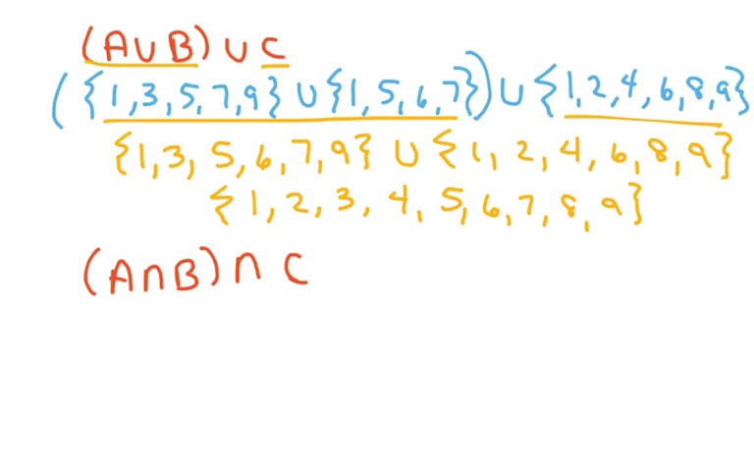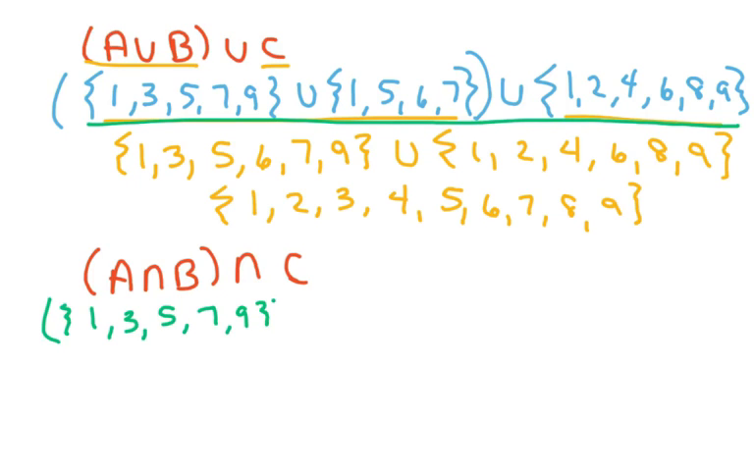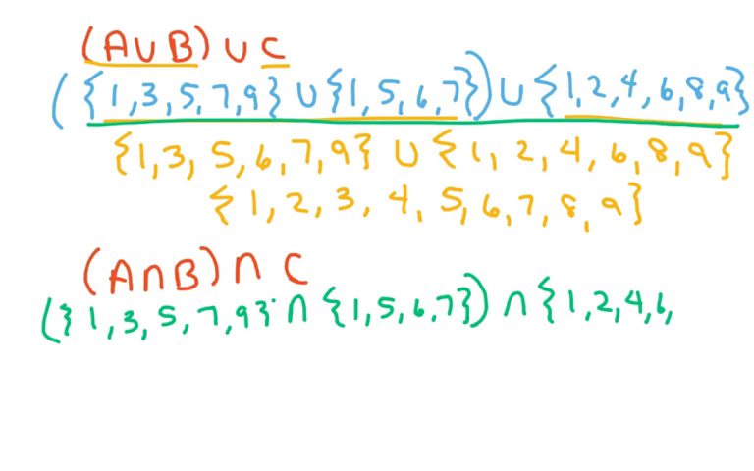Okay, the last one we have is where we're doing intersections. So I'm going to basically write down the same thing I have up here, but instead of the union symbol, I'm doing the intersection symbol. So I have 1, 3, 5, 7, 9, intersects with 1, 5, 6, 7, intersecting with 1, 2, 4, 6, 8, 9. Okay, so now we're doing what's the same in both.